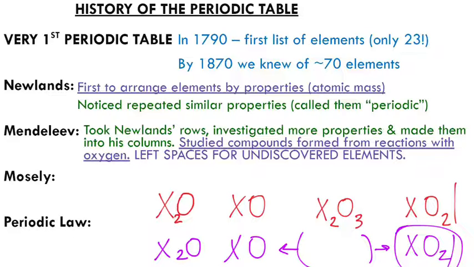And he went on and he predicted not only that there would be elements in some of these spaces, but its density, its reactivity, all of these different properties, because he was able to compare it to the elements around that empty space in his periodic table. And he had this whole list of properties for an element that had never been discovered yet. And what's so mind-blowing about it is even within his own lifetime, people discovered those elements.